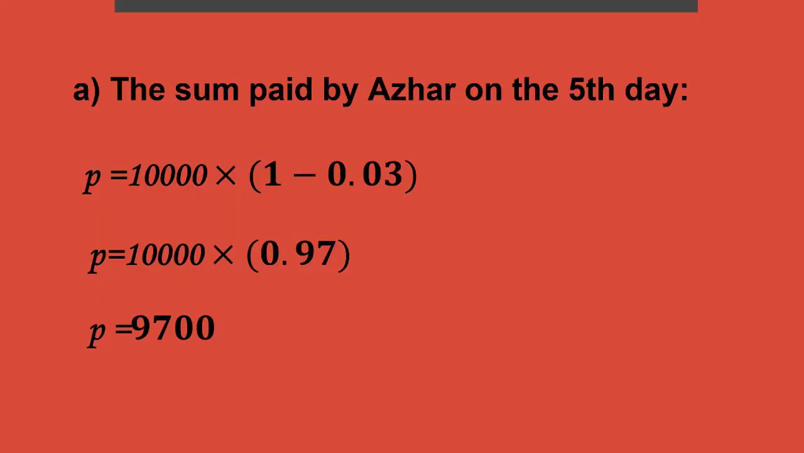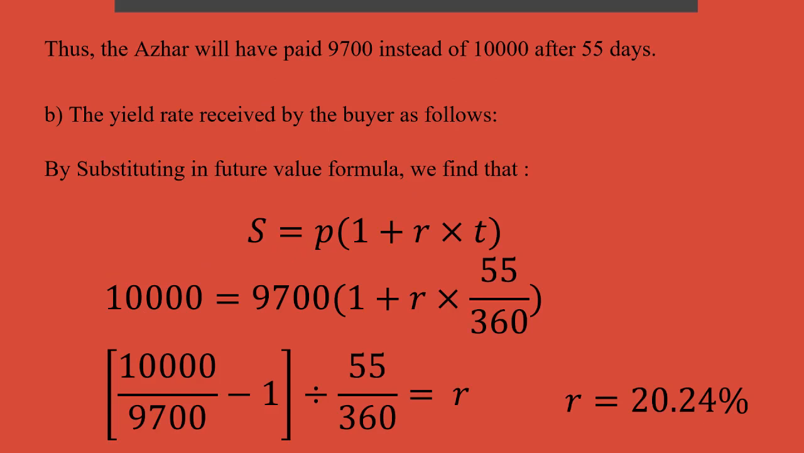The principal here equals $10,000 times 97%, which is equal to $9,700. Note that this is the sum paid on the 5th day. The payment here equals $9,700 instead of $10,000 after 55 days. Thus, Azhar will have paid $9,700 instead of $10,000 after 55 days.